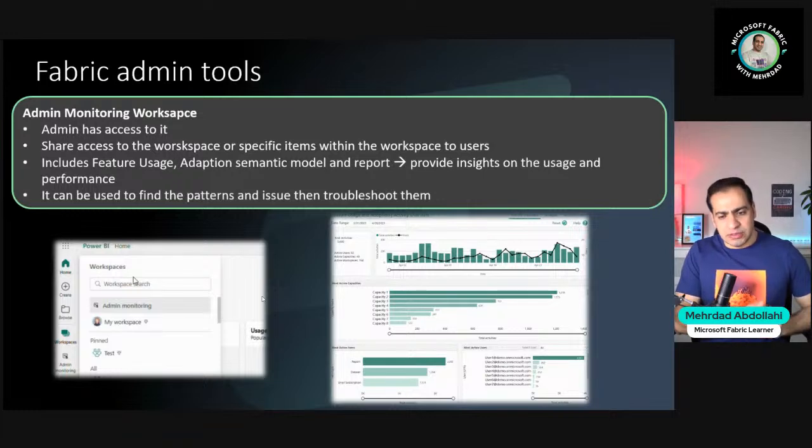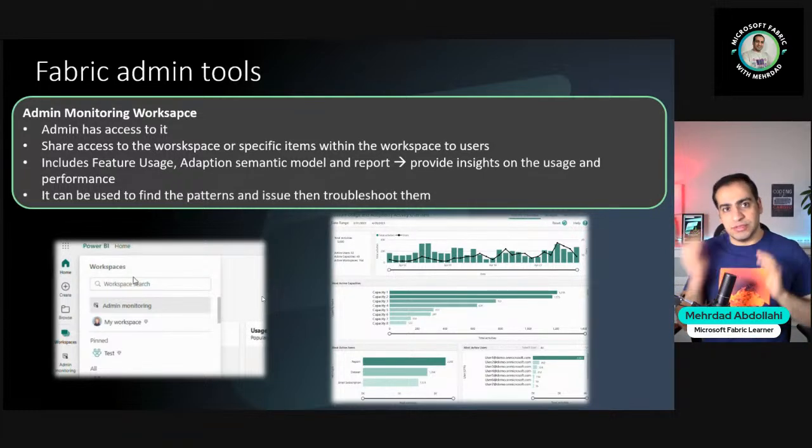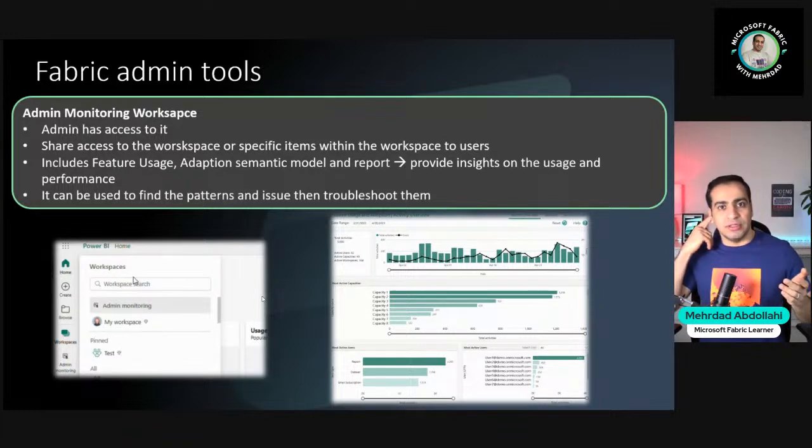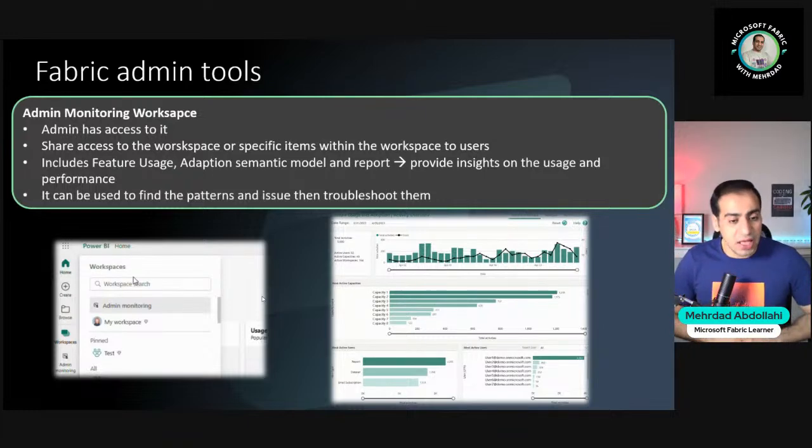Another tool, the last one, I think, is the admin monitoring workspace. It is also not available in the trial section. It is available in the tenant version, and admins have access to it, of course, and from there they can share access to the workspace or specific items within the workspace with users by using Microsoft Entra ID. It is going to include feature usage, adoption, semantic models, and reports in order to provide them with insights on usage and performance. And it can be used to find patterns and issues, and eventually to troubleshoot.